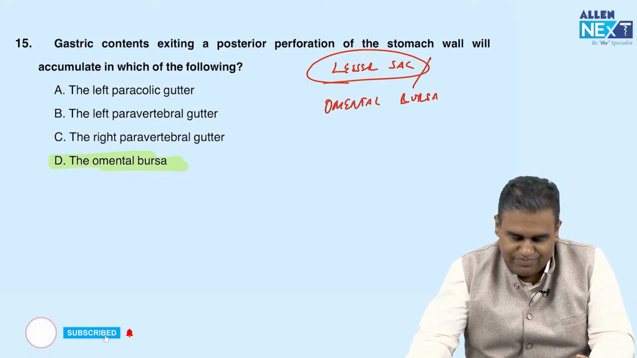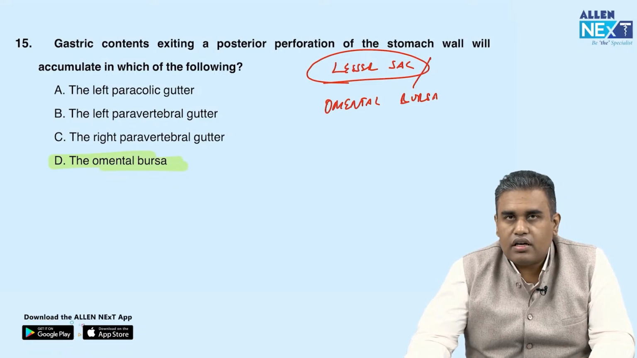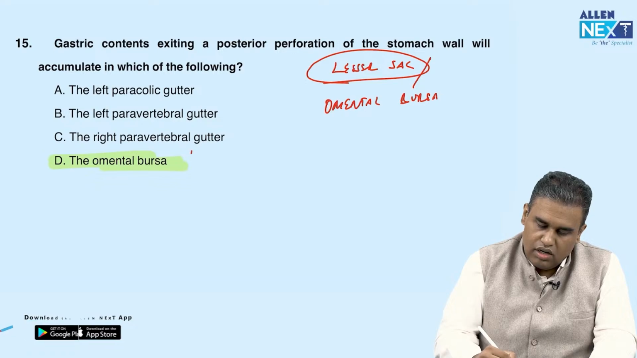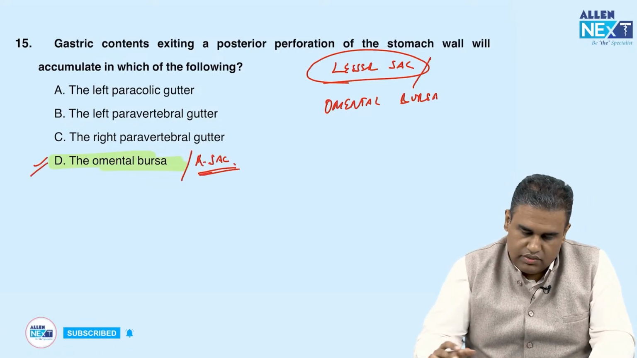That's the answer. Left paracolic, left paravertebral, right paravertebral, you can understand they are quite posteriorly. Paracolic is on the lateral side. Answer is our omental bursa or lesser sac. Lesser sac. Let's see the next one.